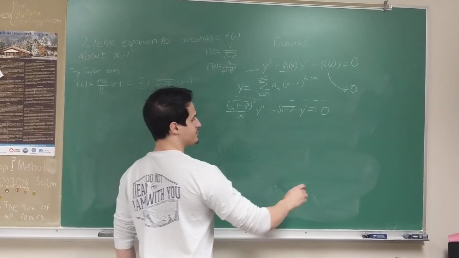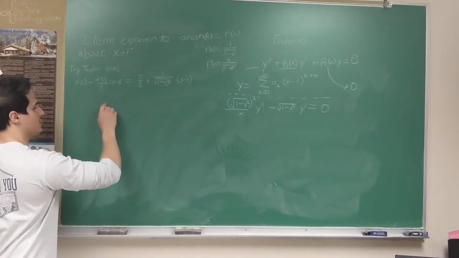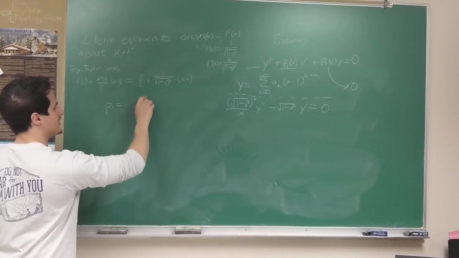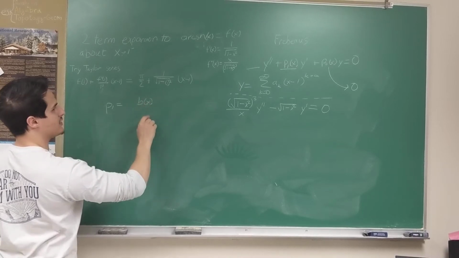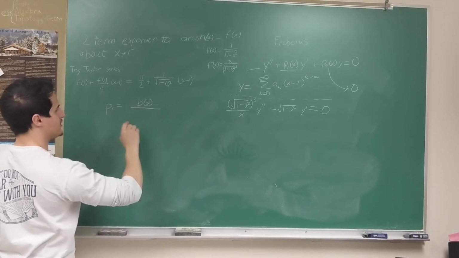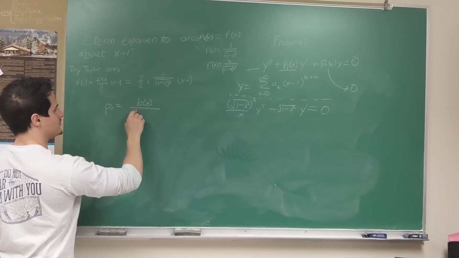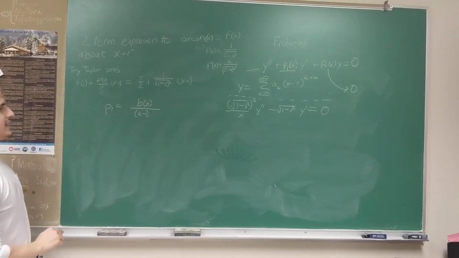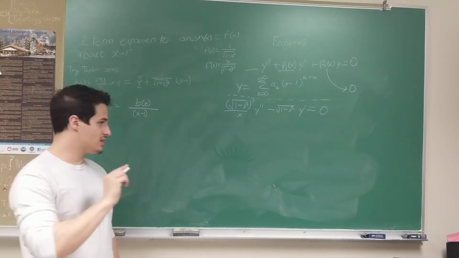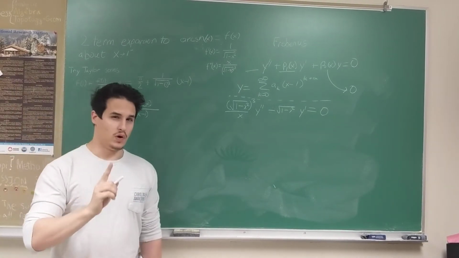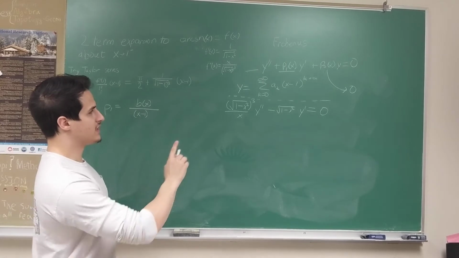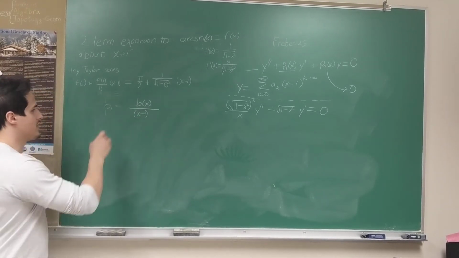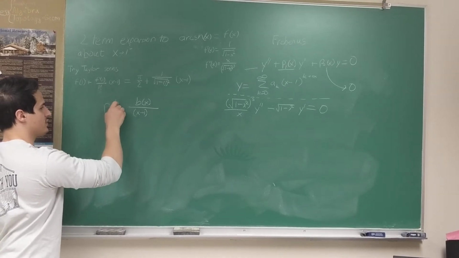So P1 needs to look like this. P1 needs to equal some b of x, and we're going to divide that by x minus 1. So x naught is 1 here. It needs to look like it has, at most, a singularity of only order 1. Luckily our p naught is 0, so we don't really have to worry about that. But we need to make sure p1 of x is in this specific form.